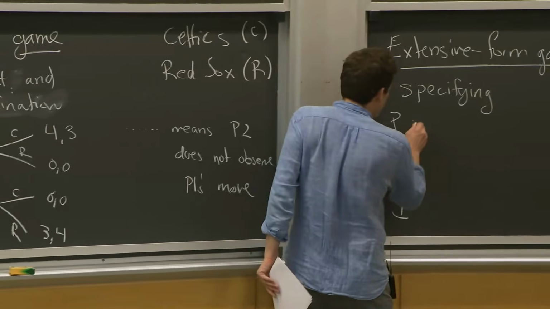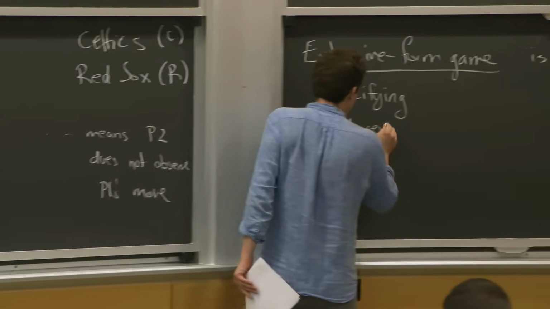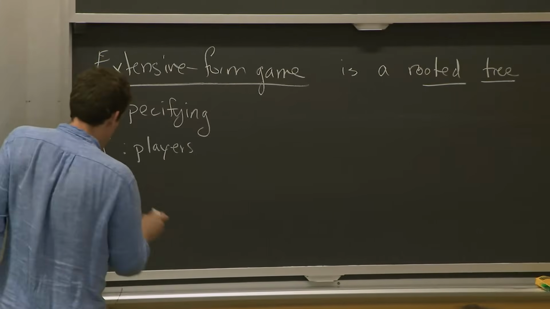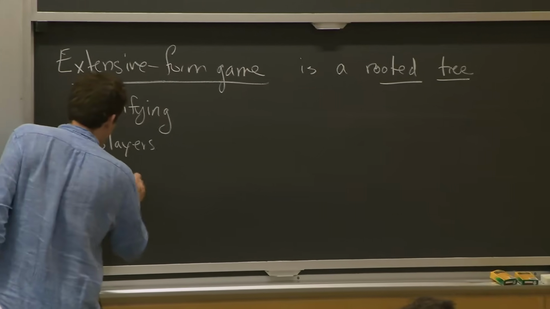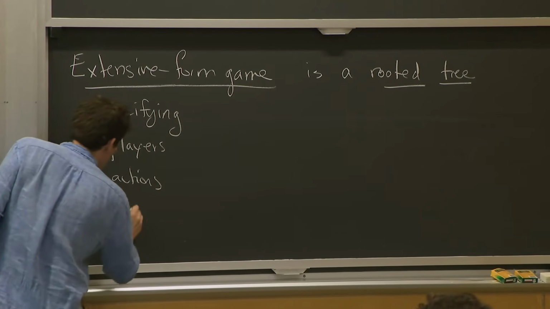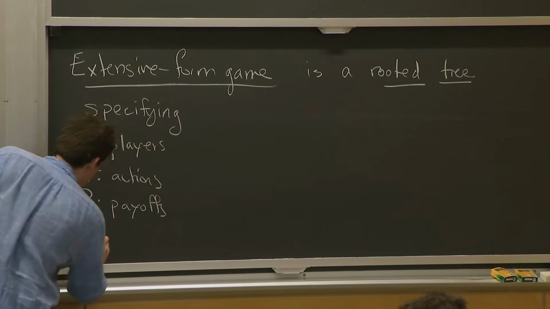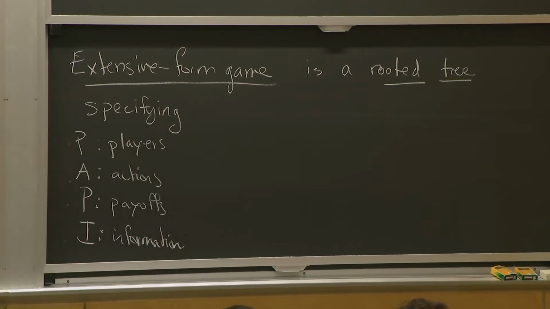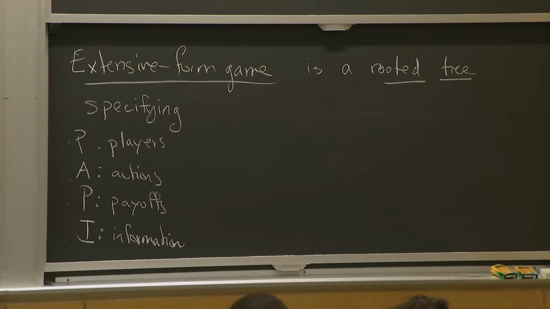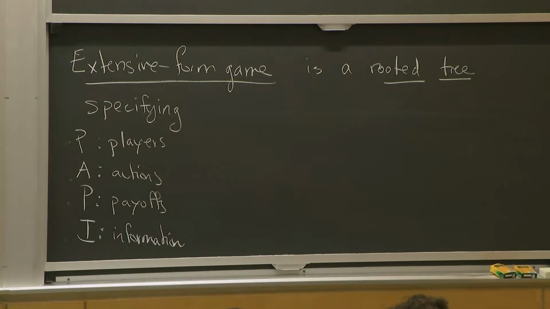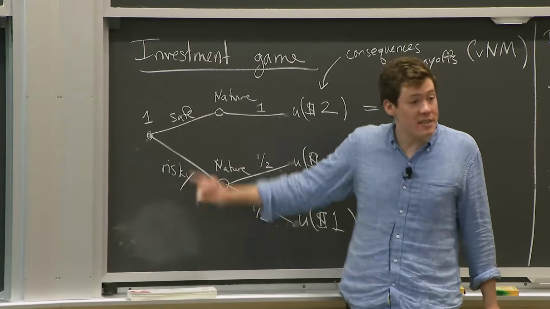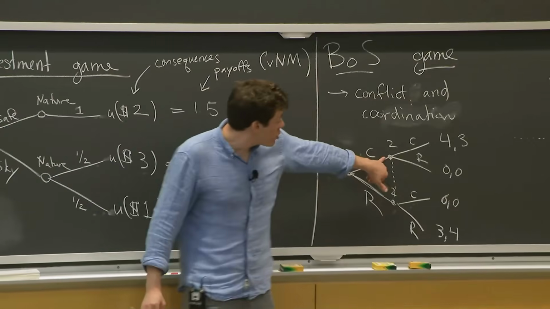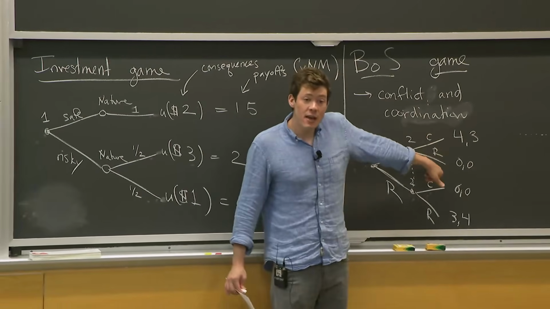Great. So P is for players. A is for actions. P is for payoffs. And I is for information. I could define these things, but I think people should have a pretty intuitive sense of what these mean, right? The players are the agents, the actors in our game. The actions are the choices that they make. So for instance, in this game, player 1 chose between safe and risky. Over here, player 2 chose between going to the Celtics game and going to the Red Sox game.